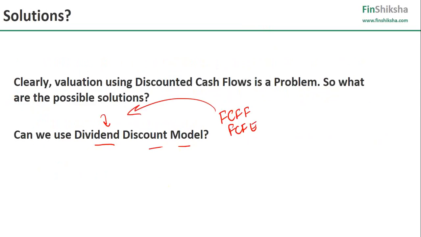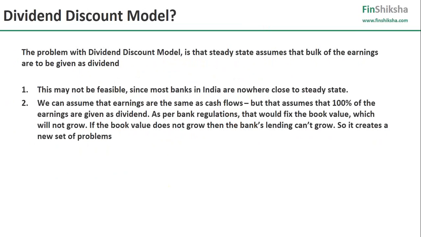Can you use DDM? Now, there are two challenges in using the dividend discount model in a market like India. The first one is, India is an emerging market. So in the dividend discount model, you assume that in steady state, the bulk of your earnings are being given out as dividend. You reinvest only a very small amount. Typically, steady state would assume that your dividend payout ratio is north of 80%.